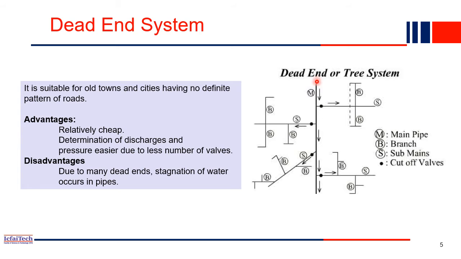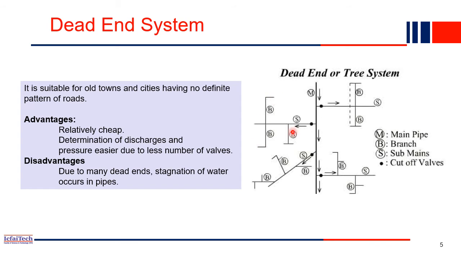M always denotes the main pipe, meaning this pipe is coming from the main water treatment plant. So you can see the main pipe is going straight, and then S denotes the sub main pipe, B means the branch pipe, and the dot means cut off valves. This is our main pipe. From the main pipe, water will go to the sub main pipes. All these are sub main pipes. As you can see, dead end means the end will always be dead, right?